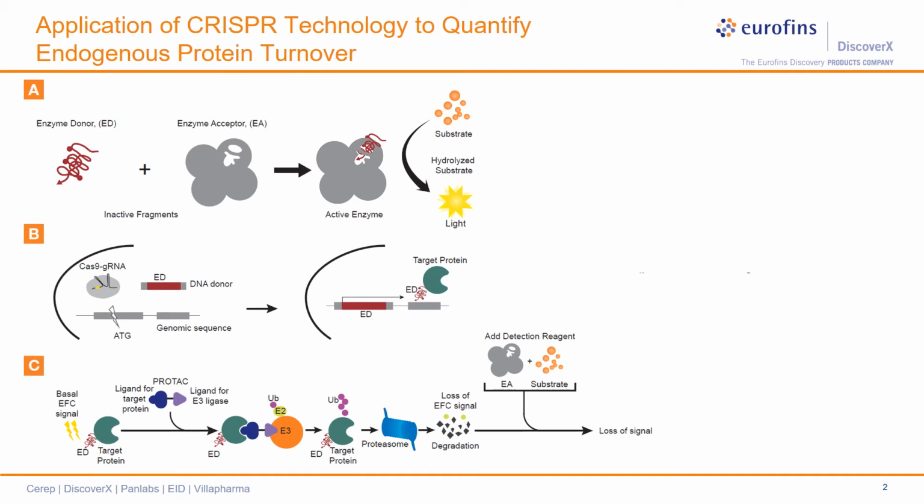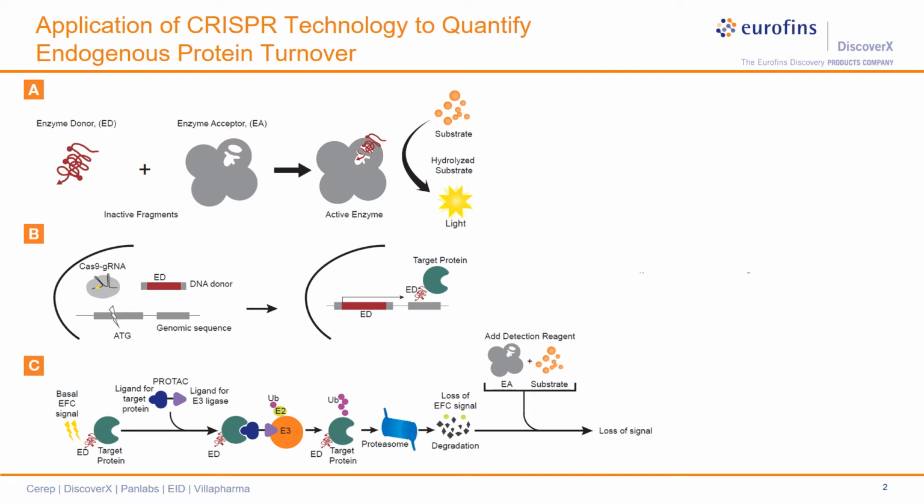To capture the physiologically relevant level of target proteins, we knock in the small fragment ED into the genomic locus of the target protein using CRISPR technology to generate an ED-target fusion protein. The ED tag has no lysine, which is the residue that ubiquitins covalently link to. Therefore, any target protein degradation we observe will not be an artifact due to the introduction of the ED tag.